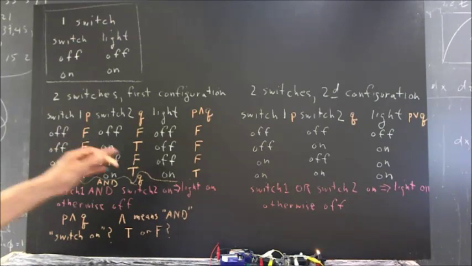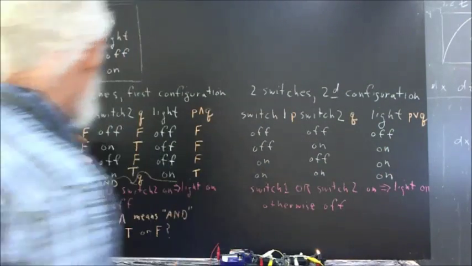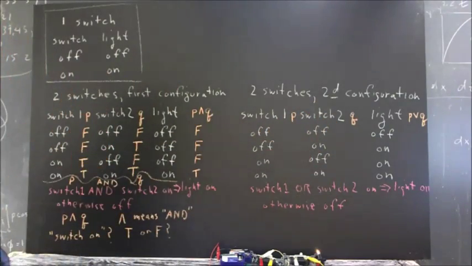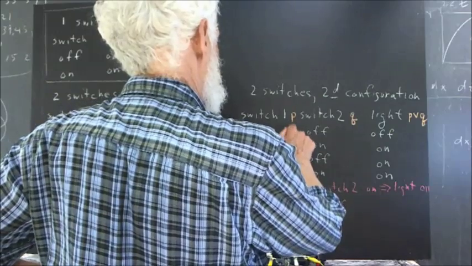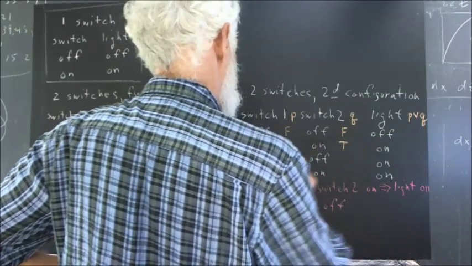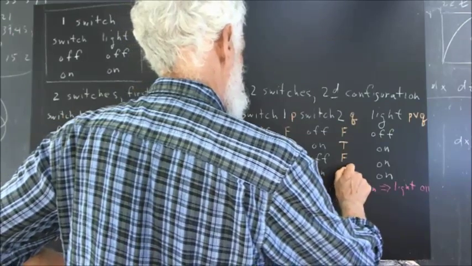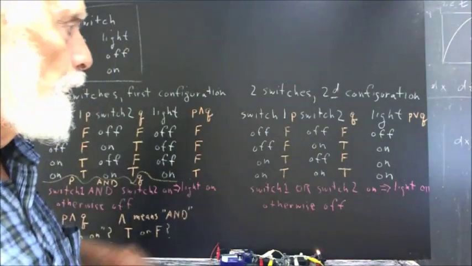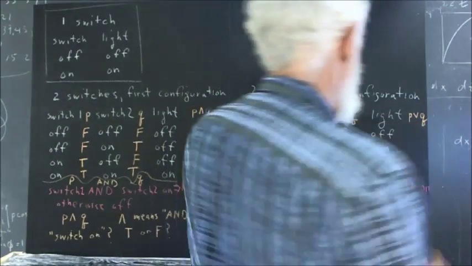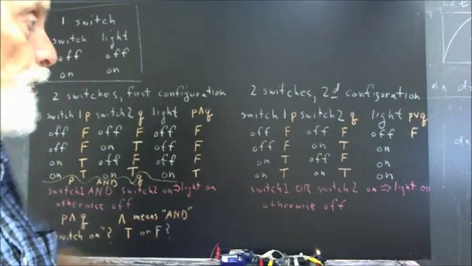Okay? Now, second system, same questions. So we have the same trues and falses since the first two columns of the table are set up just as they were here. So we have false, false, false, true, true, false, true, true. Okay, so when we have the false, false, meaning that both switches are off, then the P or Q is false, meaning that the light is off.